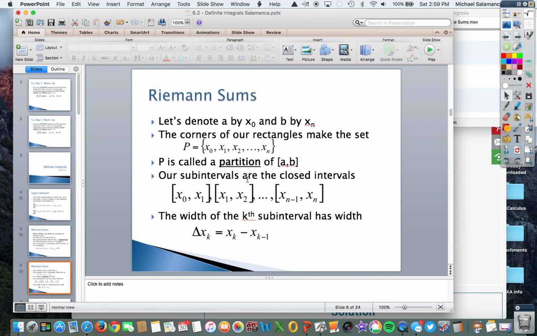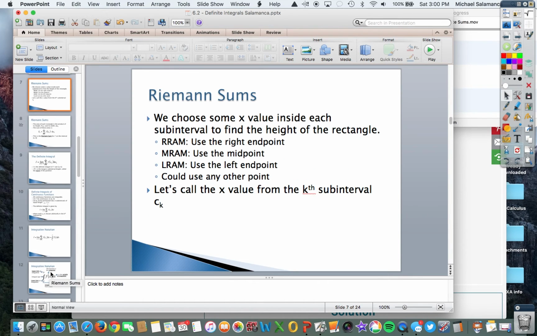So our subintervals are the closed intervals, so we can choose specific subintervals in this partition. The kth subinterval has width delta x sub k. Remember, delta means change in. So when we see delta x sub k, that's the difference between x sub k and the one before it, x sub k minus 1. We choose some x value inside each subinterval to find the height of the rectangle, which is how we found the RAM, MRAM, and LRAM. You could use any other point, but those are the three we focused on.